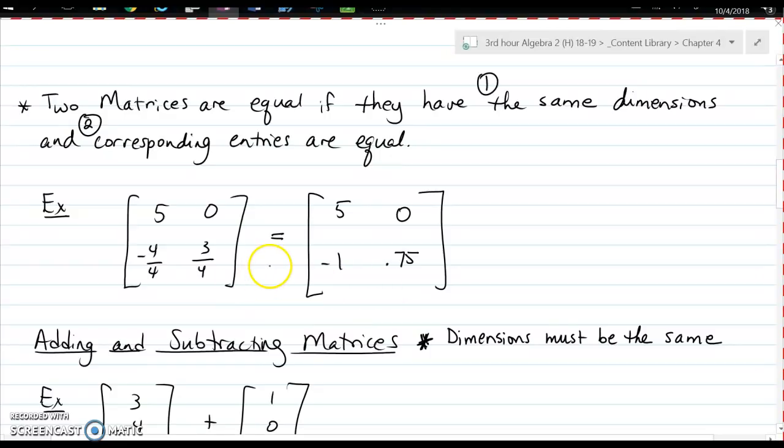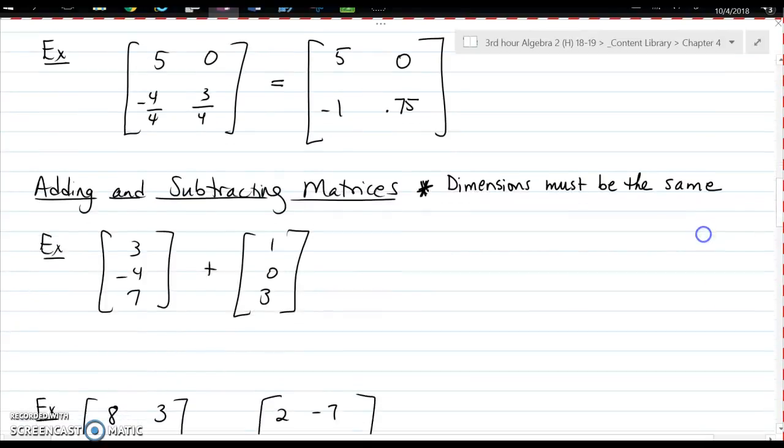And the second thing is that the corresponding entries have to be equal. Now remember from geometry, corresponding means in the same position. So notice these two matrices have the same dimensions. They're both 2 by 2. And also the corresponding entries are equal. So this number right here, -4/4, is in the same position as this entry over here, -1, and they're equal. So the corresponding entries are equal. It's very important that we remember that for when we solve matrix equations. How do we know when 2 matrices are equal? They're equal if 1, the dimensions are the same, and 2, the corresponding entries are equal.